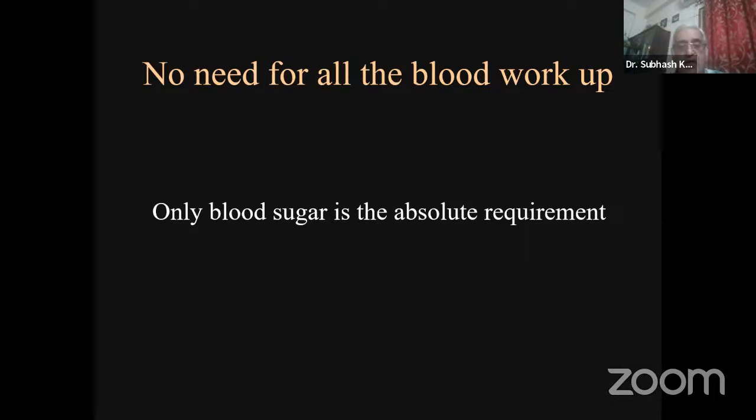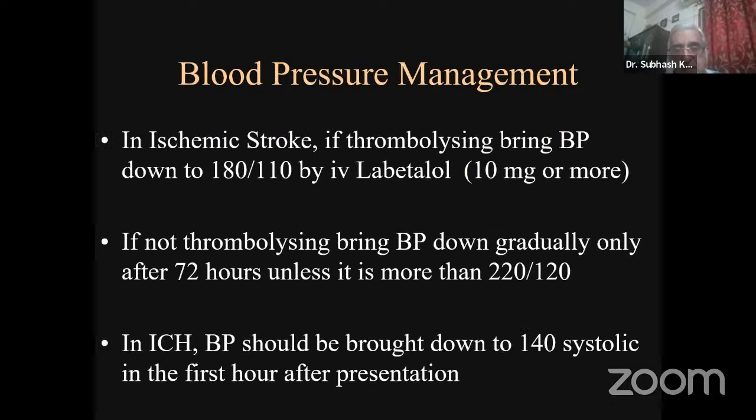Now, once we are thinking of giving the IV thrombolysis, there is no need of sending PT, APTT. All we need is to check blood sugar, because as we said, hypoglycemia can mimic acute ischemic stroke. Now, in ischemic stroke, if we are thinking of thrombolizing, we must bring the blood pressure down to 180 by 110 by intravenous labetalol. We should give 10 milligram. We can repeat it 2 to 3 times, and usually it comes down. But if we are not able to bring it down by labetalol, then we can give intravenous nicardipine, which can bring it down. But usually labetalol is able to bring the BP down.